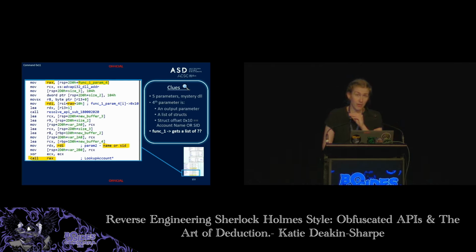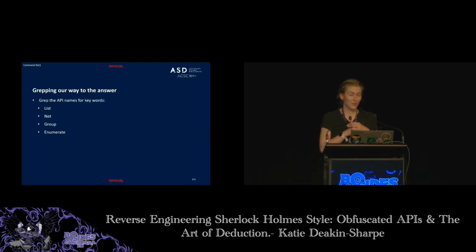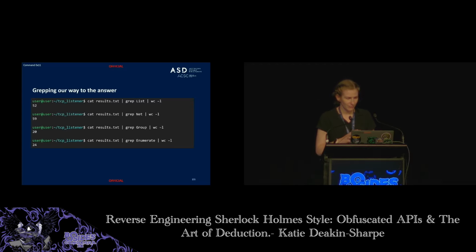Luckily for me, Microsoft has some fairly standardized naming conventions. So I took my list of API results and I grepped for APIs containing the keywords list, net, group, or enumerate, because I figured these were likely to return a list or a set of something. And this got me down to a reasonable number of results to look at. I went through each of these one by one until I hit upon the answers.